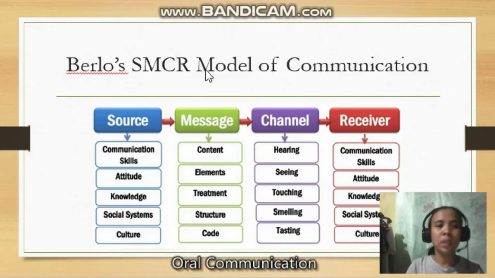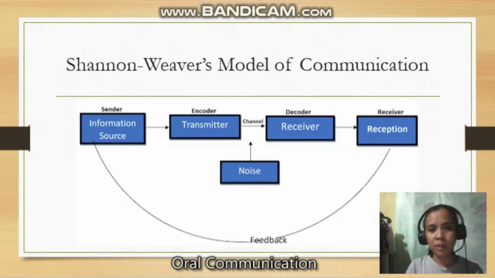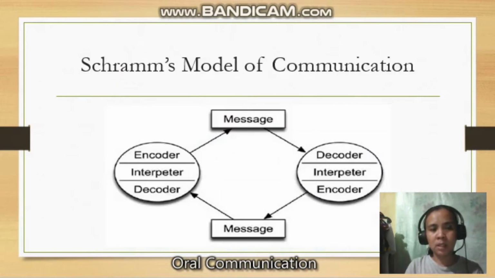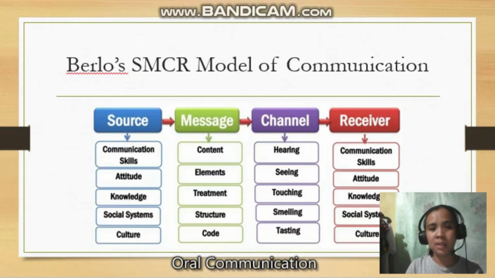So again, you have been presented three models of communication. The first one was Shannon-Weaver's model of communication. Second is the Schramm's model of communication. And then the third one is Berlo's SMCR model of communication. They could be linear, could be interactive, or transactional.